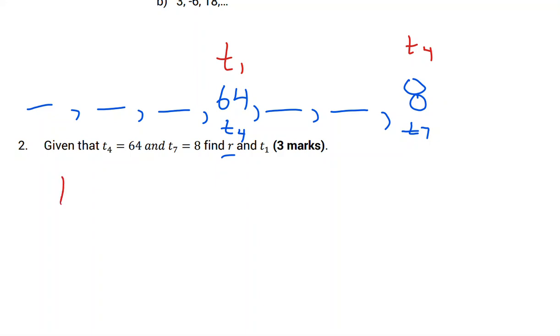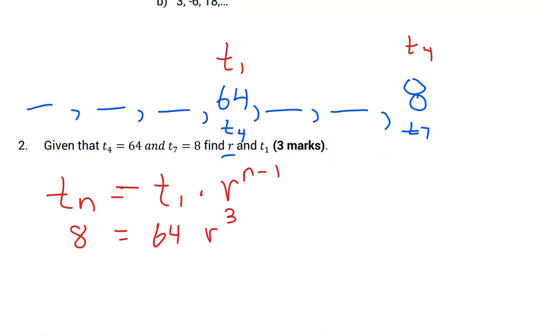So our formula was Tn equals T1 times your R value to the n minus 1. So we know that this is now 64 and this is 8 using our red numbers, and we don't know the R value, and we know that our n value is 4 because we have 4 terms, so it would be 4 subtract 1, which is 3.